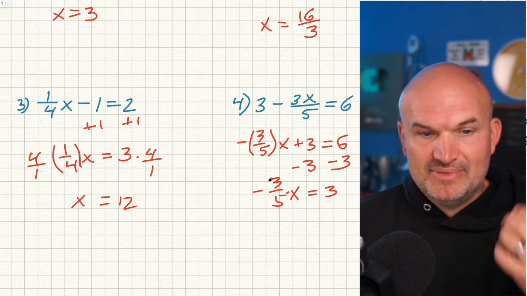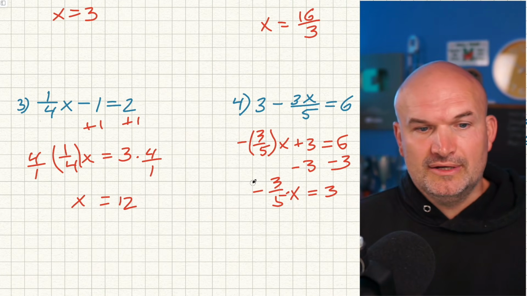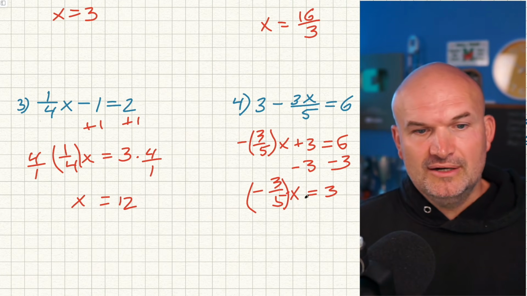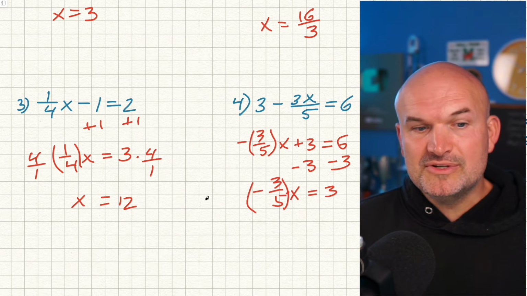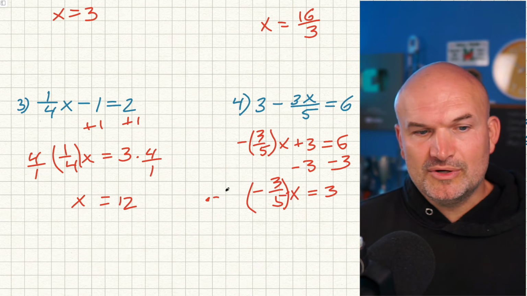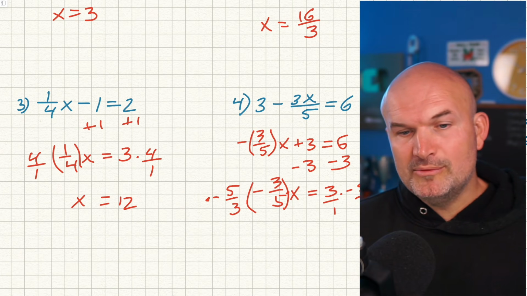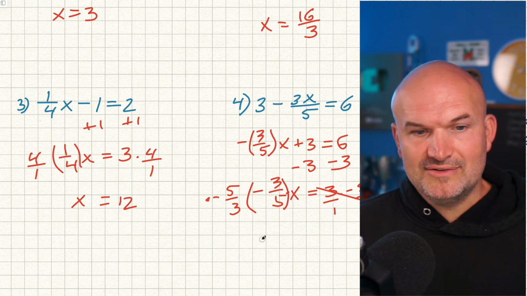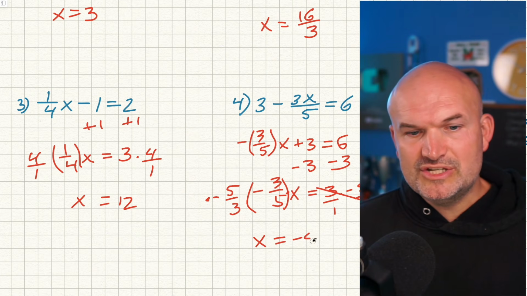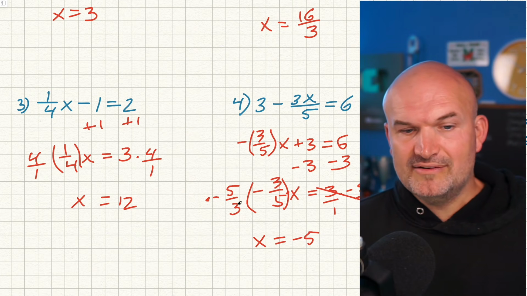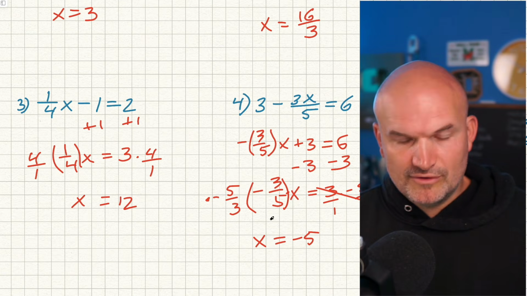I want to write it like that because I want to understand just one operation. And again, just like we did over here, rather than dividing by 3/5, I'm just going to multiply by the reciprocal, which is going to be a -5/3. Cool thing over here, 3 in the numerator, 3 in the denominator, those divide out. And then x is going to equal just a -5 because a negative times a negative makes a positive. So then we're good to go over here.